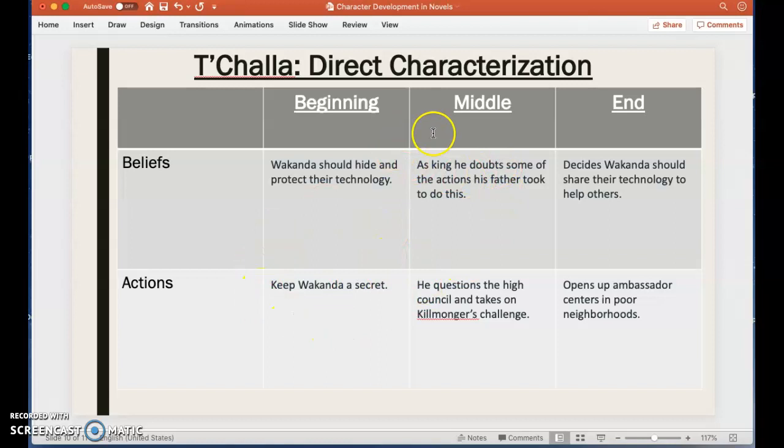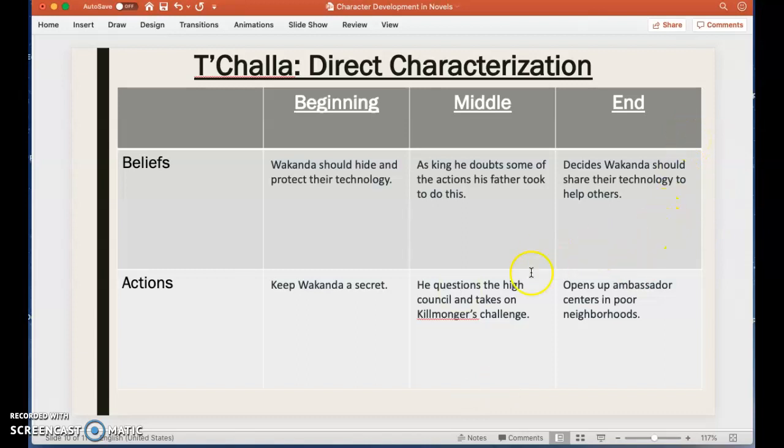In the middle, though, as a king, he doubts some of the actions his father took. He started to have more questions about what his father did, about keeping it secret. So he starts questioning the council and takes on Killmonger's challenge. Killmonger, in the middle, makes him really question all of these things, so you start seeing this change in his personality. And at the end, he decides Wakanda should share their technology to help other nations.